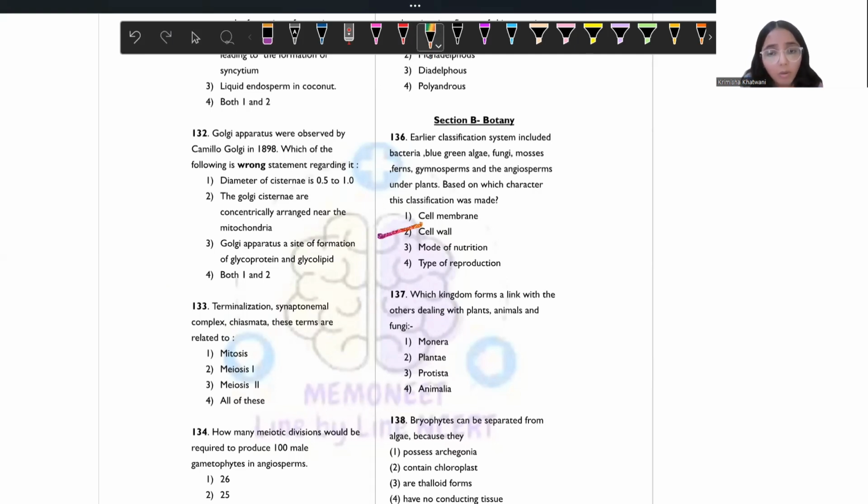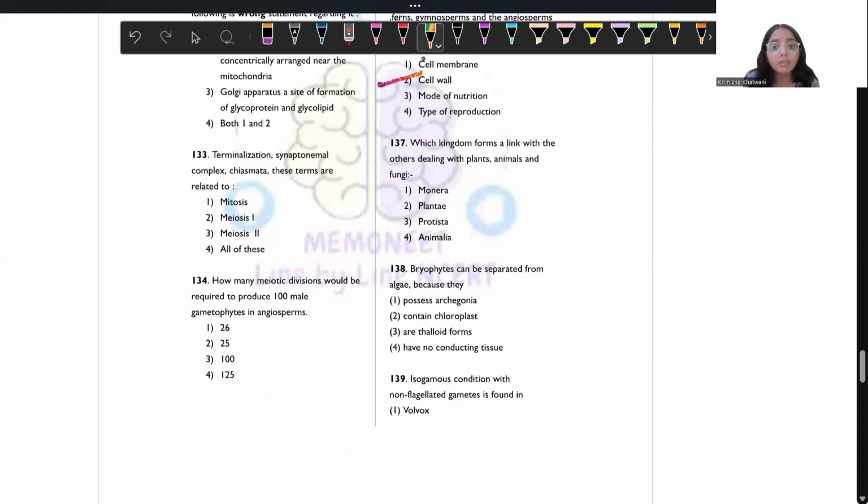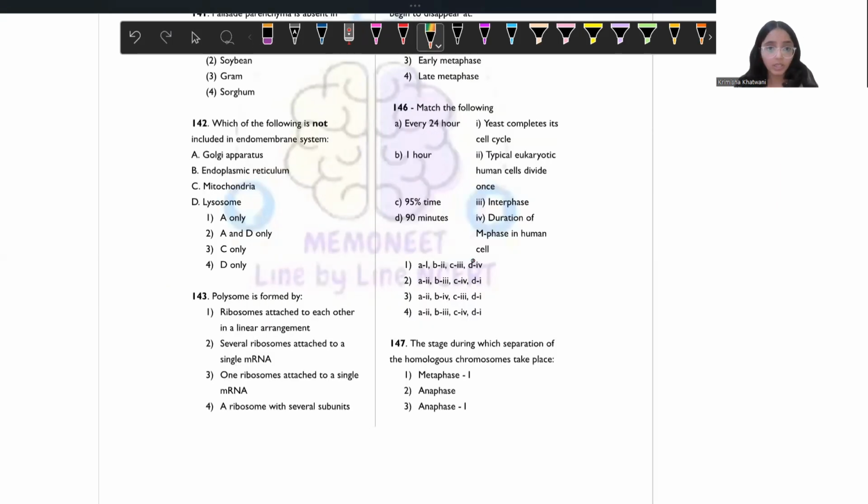137. Which kingdom forms a link with others dealing with plants, animals, and fungi? This is very easy. Protista is the kingdom, which was given by R.H. Whittaker, and it is a link between Monera, fungi, Plantae, and Animalia. Okay. Next. Yes, so let's start.